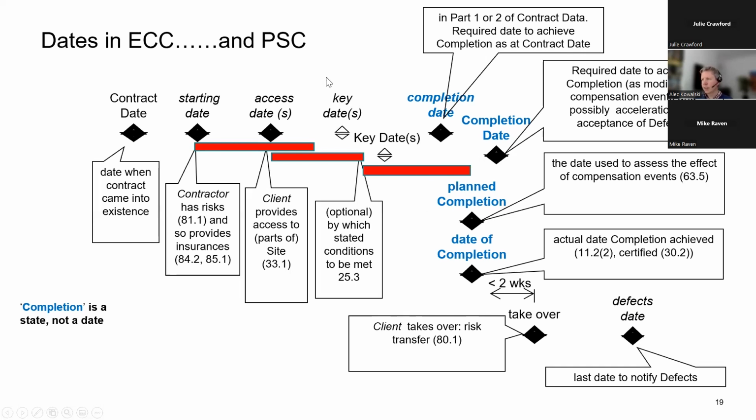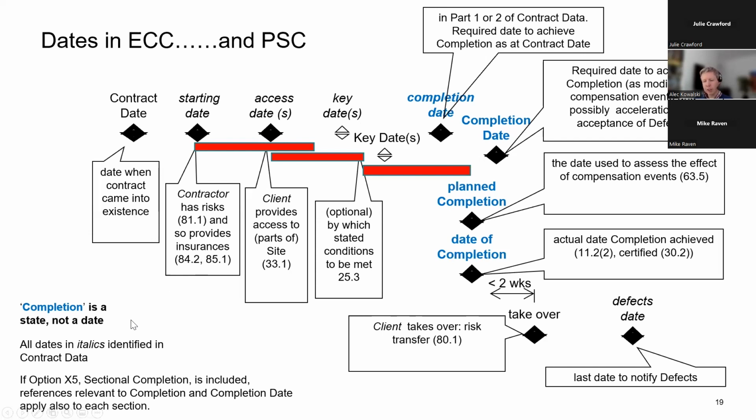Okay, and then you've got some optional interim dates. So a certain condition has to be met by a certain date, but it's not the whole of the project. So you can insert those to make sure certain things are hit as you go along. Anything in italics is defined in the contract data, and anything with capitals is an identified term, and that's in clause 11.2.